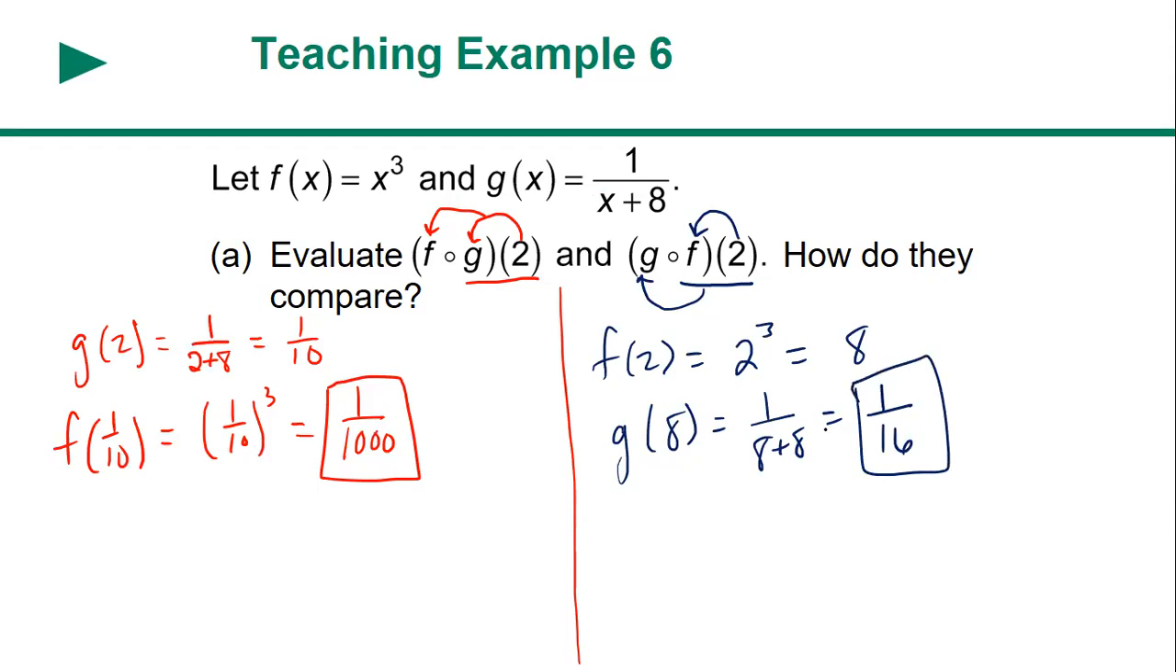How do you feel about evaluating with compositions? Putting a function in a function? Good? So it's the last part of 5.1. See, I did.